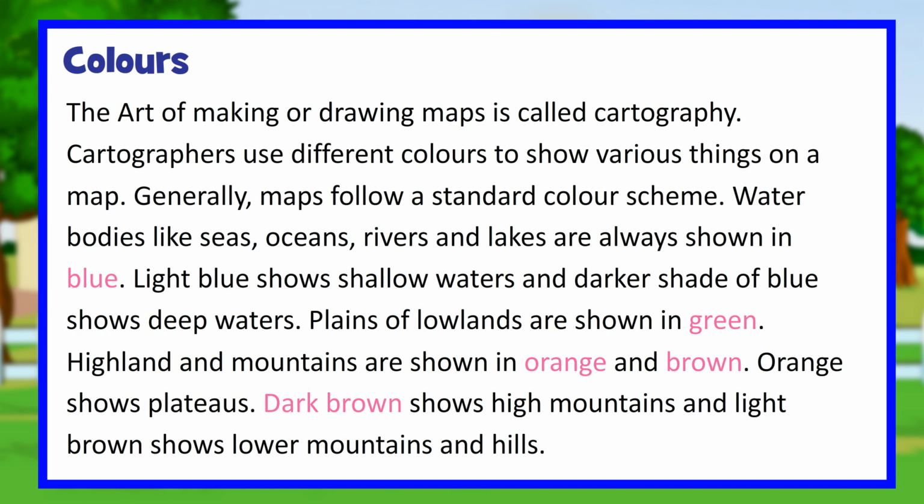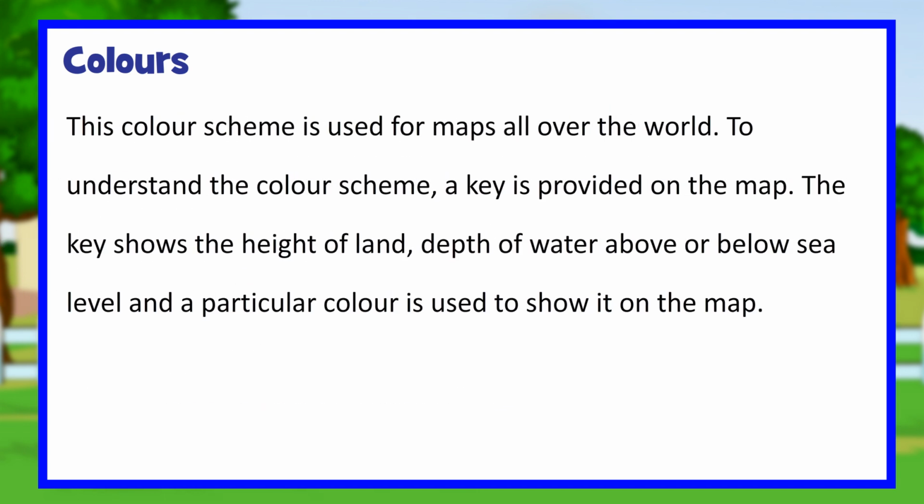Plains or lowlands are shown in green, highlands and mountains are shown in orange and brown. Orange shows plateaus, dark brown shows high mountains and light brown shows lower mountains and hills. This color scheme is used for maps all over the world. To understand the color scheme, a key is provided on the map. The key shows the height of land and depth of water above or below sea level, and a particular color is used to show it on the map.